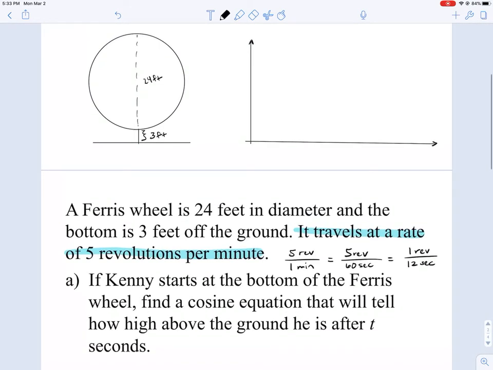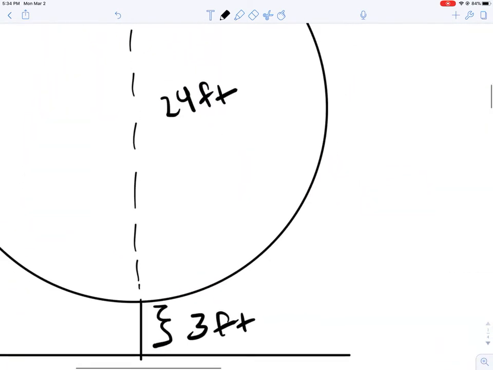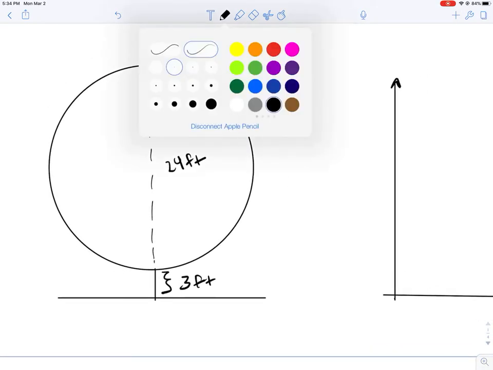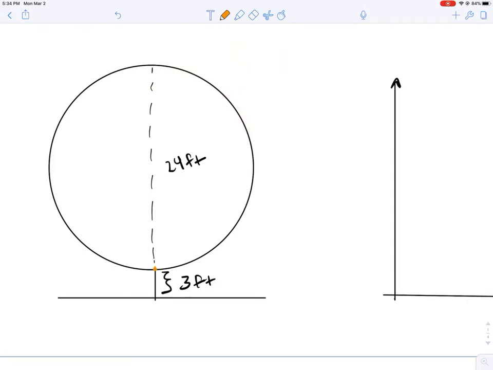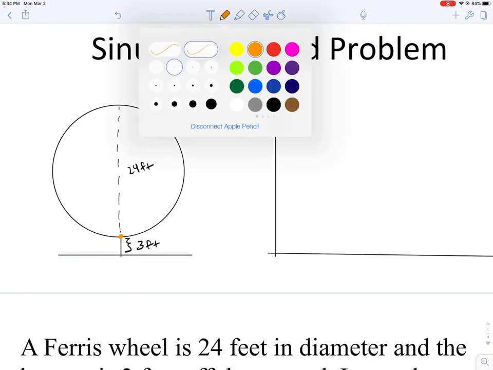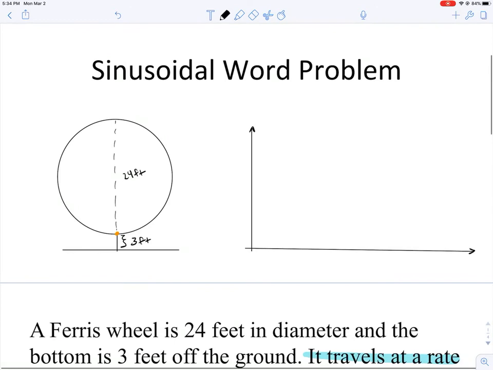Okay. So let's think about this. If he is starting, like he's getting onto the Ferris wheel down here at the bottom, that means after 0 seconds have passed, he will be 3 feet off of the ground. I'm going to call my horizontal axis here time in seconds. And the vertical axis is going to be height in feet.